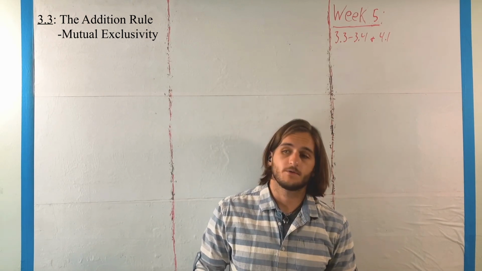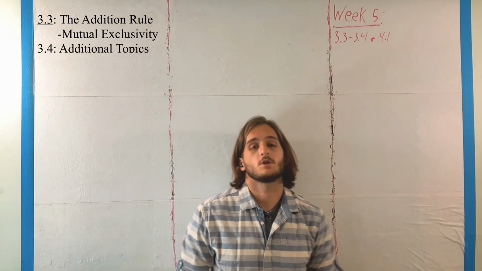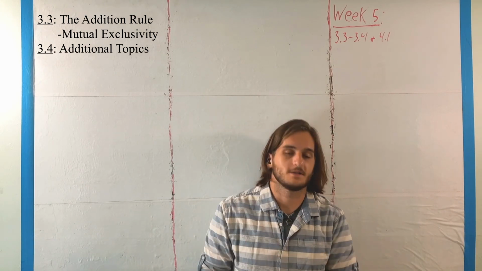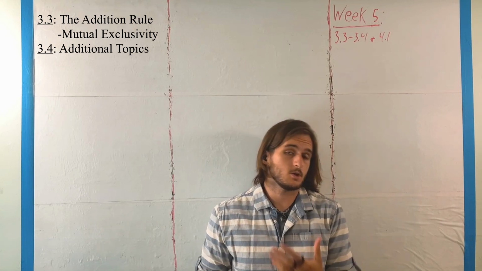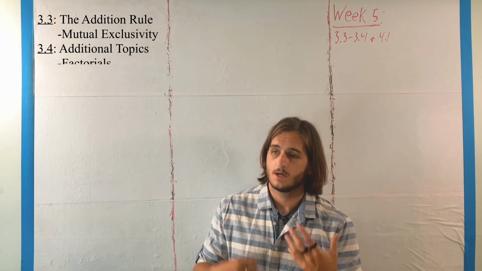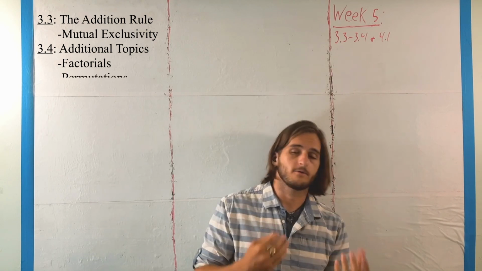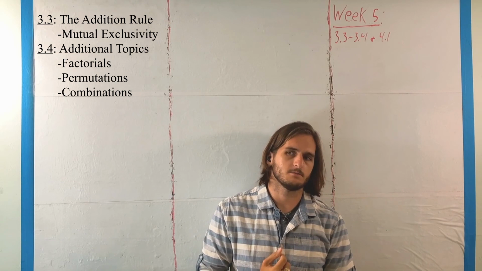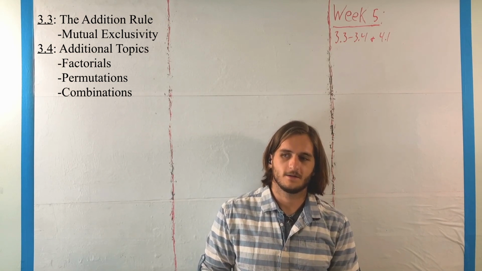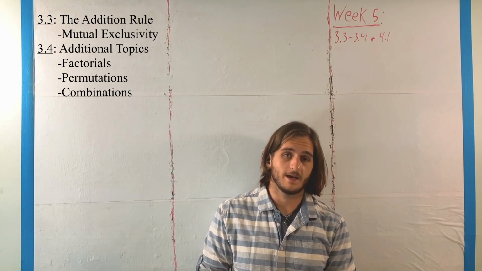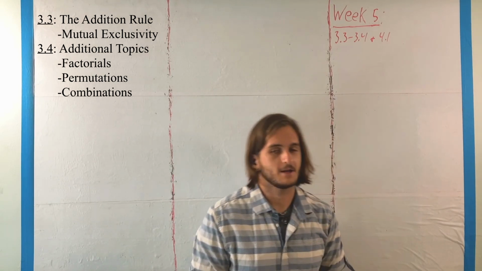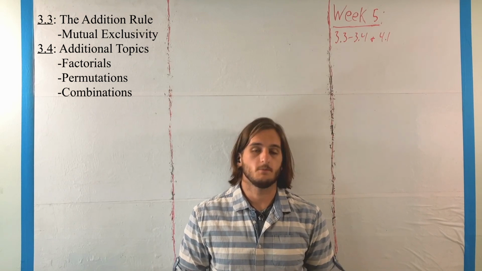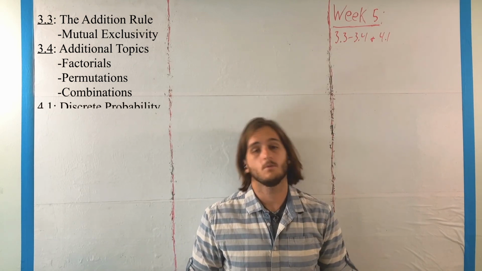From there, we're going to finish off the chapter looking at Section 3.4, which talks about basically special counting processes. They call this additional topics, which is not a very helpful title. But the main things we're going to be looking at here is how we can handle cases of selections with and without replacement in terms of what are called permutations and combinations, which hopefully you've seen before. I know that I've taught like 6-7 different classes, and I've had to bring up how factorials work in all of them. It's inescapable.